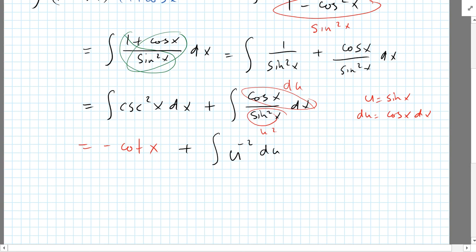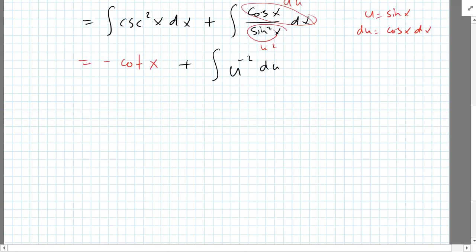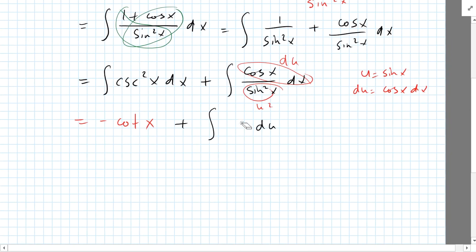And then once we write that as 1 over, let me write this one step at a time. So 1 over u squared. So where are we at? We have negative cotangent x from the first term, and then plus the integral of u to the negative 2 du, which equals negative cotangent x.